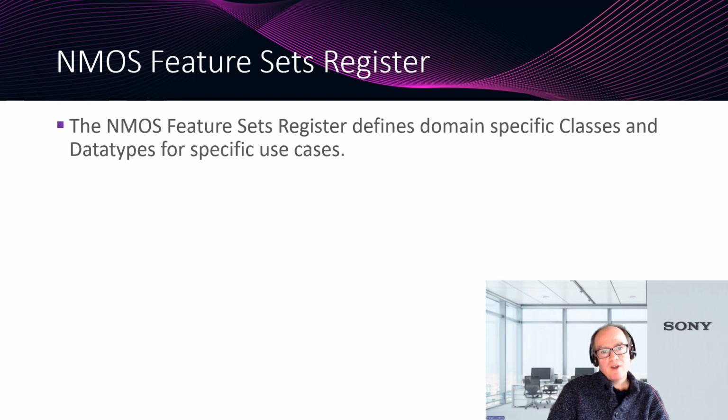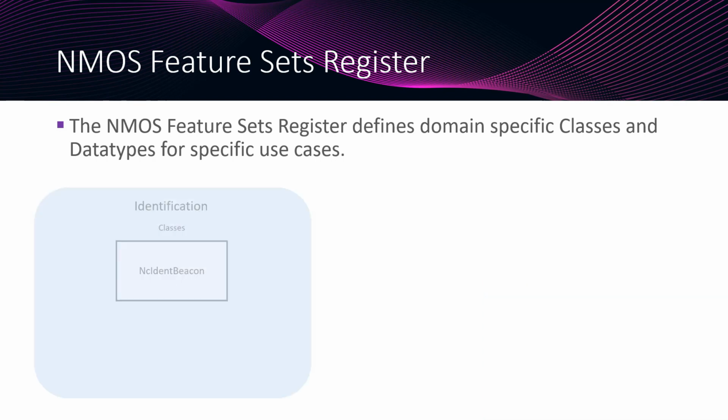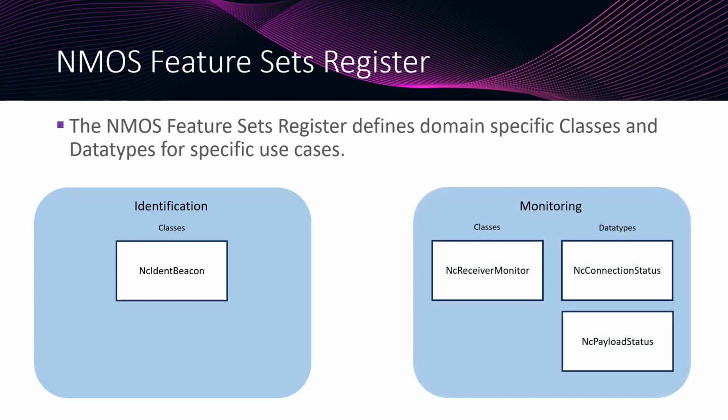The NMOS feature set register defines domain specific classes and data types, where each feature set defines classes and data types for specific use cases. Feature sets can be added to the register without the need to update the NMOS specifications. At the time of this presentation, there were two feature sets in the register, for identification and monitoring.